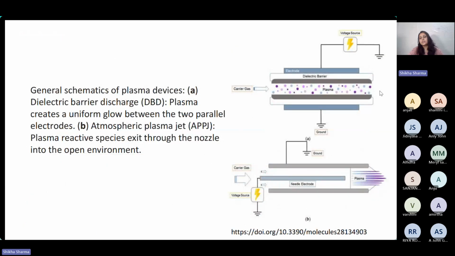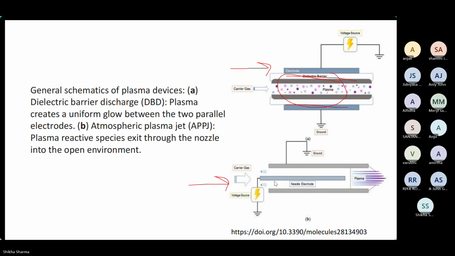So we can see here, the first one is a dielectric barrier discharge, where the plasma is created between two electrodes. And this is an atmospheric plasma jet, where with the help of this nozzle, the plasma is exposed to the open environment.